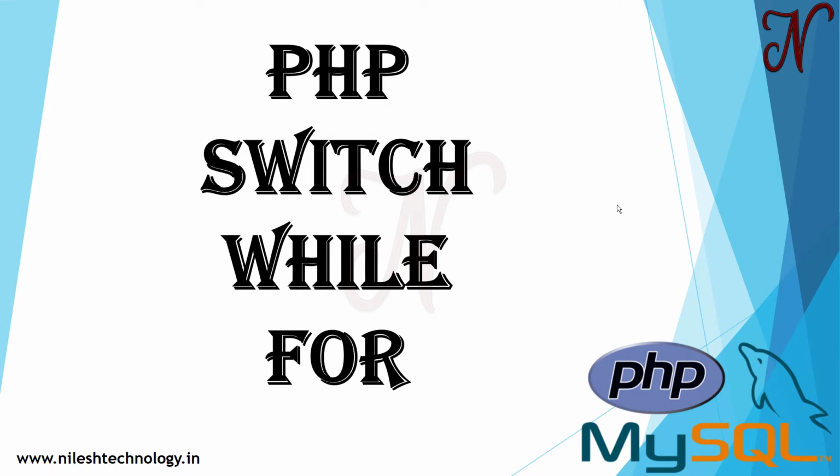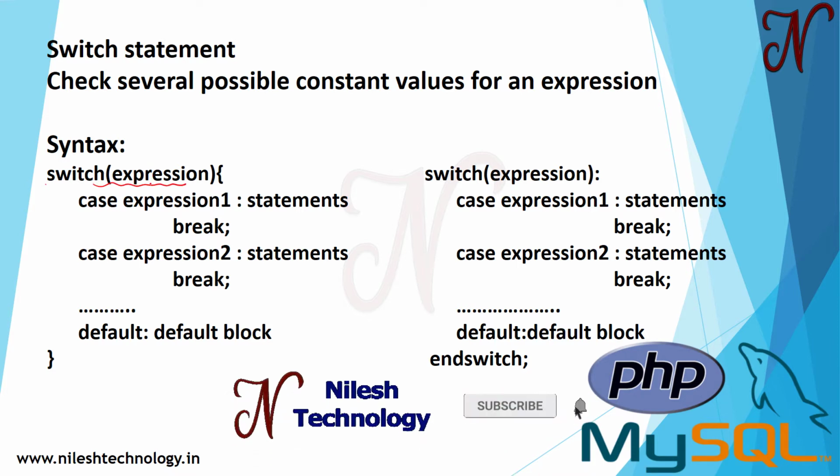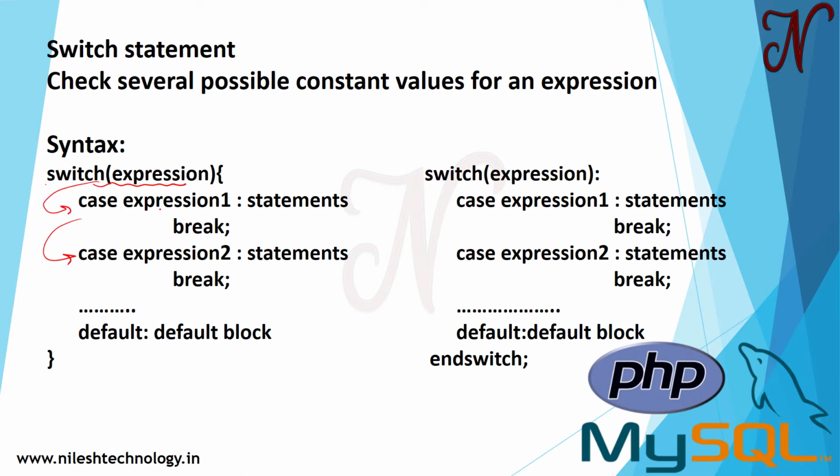So in this video we are going to see the PHP switch statement, while loop, do while loop and the for statement. First one we are going to see is the switch statement. Switch checks several possible constant values for the expression. This is the syntax: switch passes one expression, and depending on the value of this expression, it goes to these cases. If a case matches, then these statements are executed, and by using break we break the case and exit the switch block.